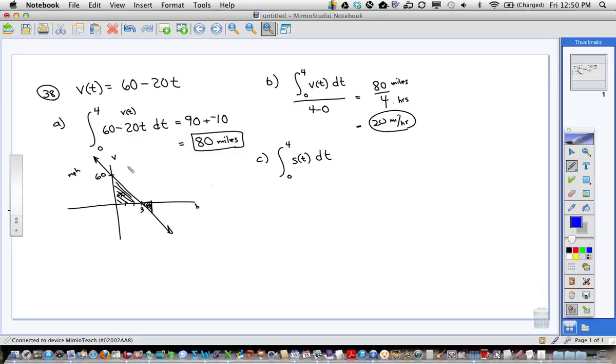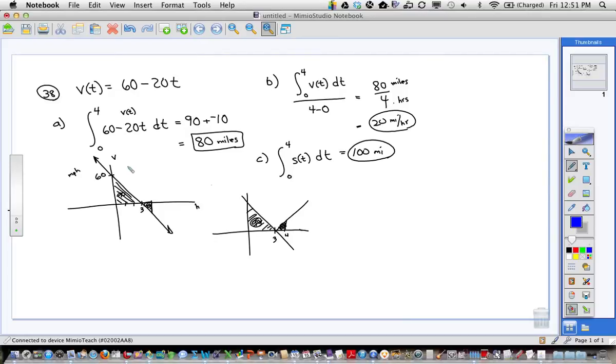Absolute value of velocity. Now, here's our velocity graph. So if I was going to draw the speed graph, what's a quick, easy way to do absolute value of a graph? Take all the negative stuff and flip it up positive. So that means this stuff down here would flip up like that. So this area, from 0 to 4, we'd be talking about this area now. Well, what is that? That was 90. This was 10. So this answer is 100 miles.